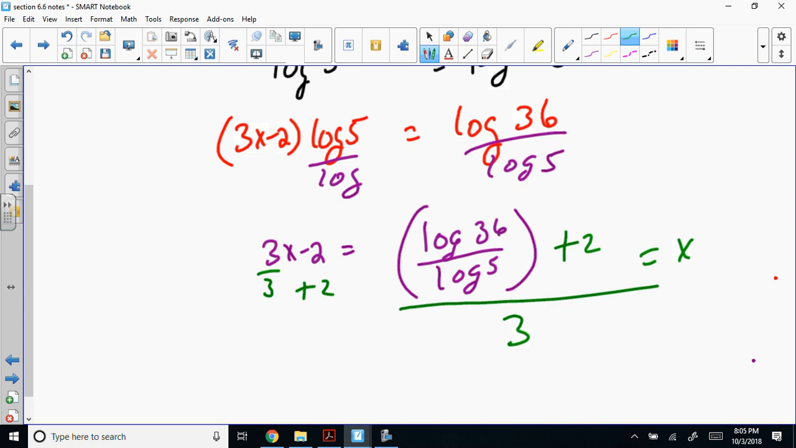So I'm going to tell you something. In your calculator, this is how I would do it. Am I on? Yeah, we're live. Okay. So I would take log of 36 divided by log of 5. Enter. Then I would add 2, hit enter. And then I would divide by 3. So, ladies and gentlemen, give me the answer to how many decimal places? 3. 1.4 what? 1.409. All right. Y'all agree?